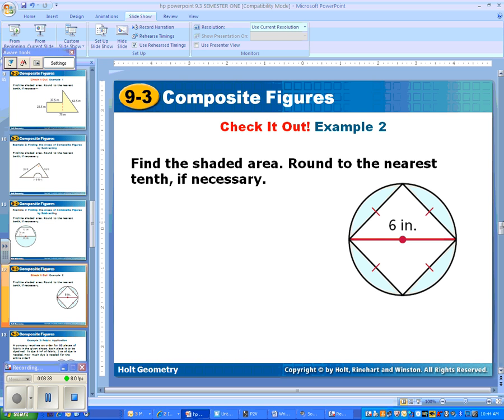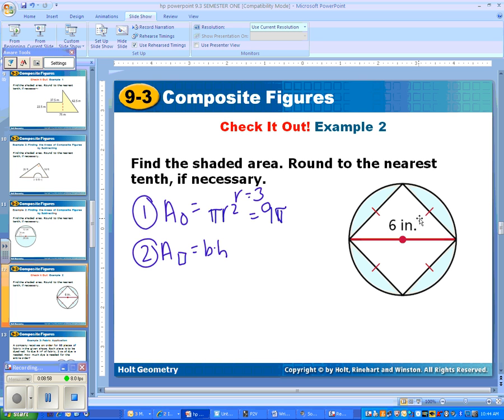I love this example because we know that the bigger shape is the area of a circle. We know the diameter is 6, so r has to be 3, and the area of a circle is pi r squared. So the area is about 9 pi. The second thing we have to find is the area of the square, and we know that's just base times height. And we're going to subtract these two areas.